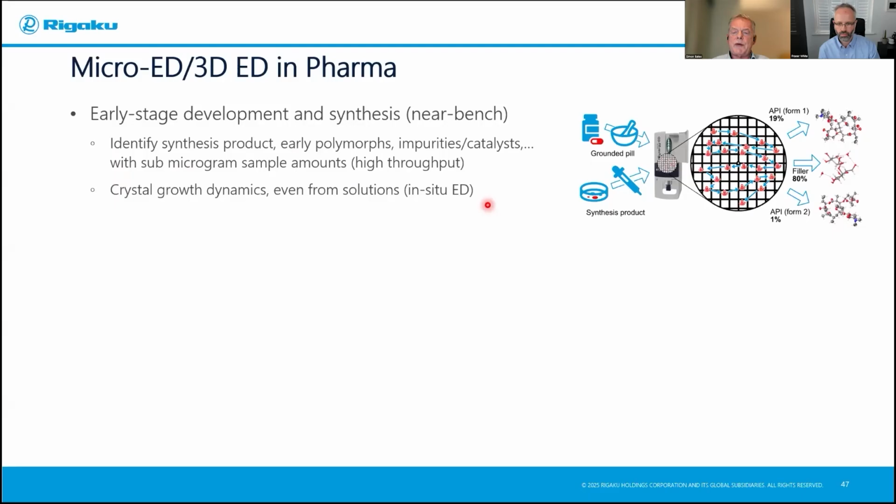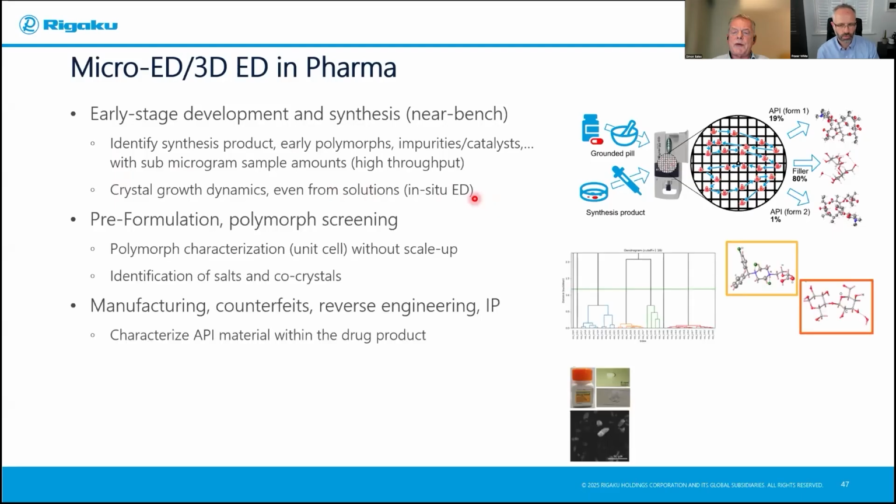We can also look at crystal growth dynamics, even from solution out of the mother liquor, using the liquid cells. In the pre-formulation area, we've got all the polymorph screening based on unit cell matching to CSP, for example, no scale-up required, very little purification, if any, required, identification unequivocally of salts and co-crystals.